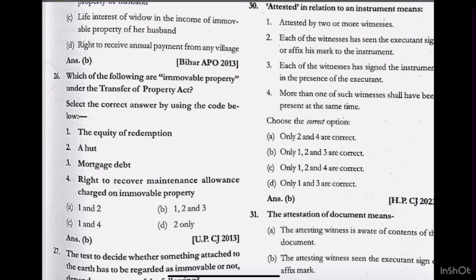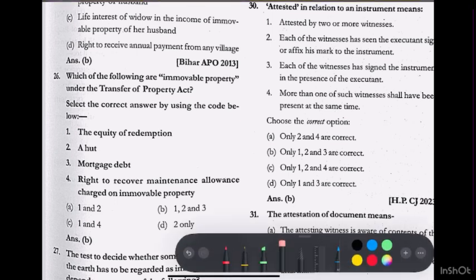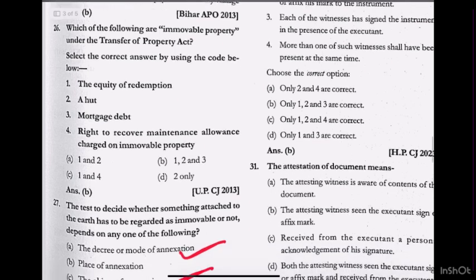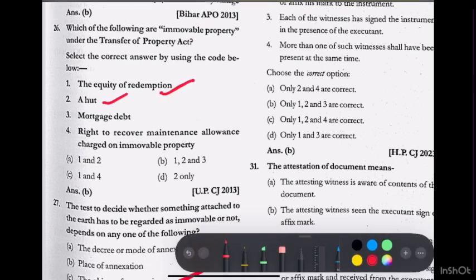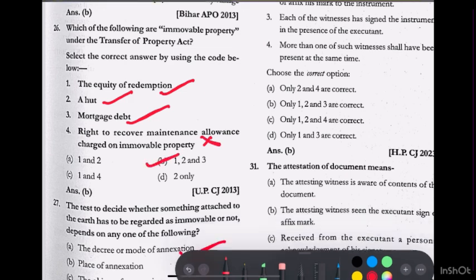Let's start with question number 26. Which of the following are immovable property under the Transfer of Property Act? The correct answer is the equity of redemption, hurt, and mortgage debt. The fourth is not correct, so the right answer will be 1, 2, 3. So option B will be the right answer.